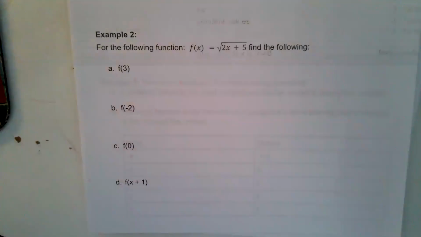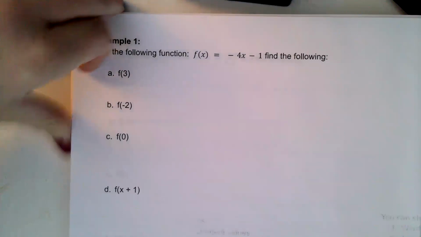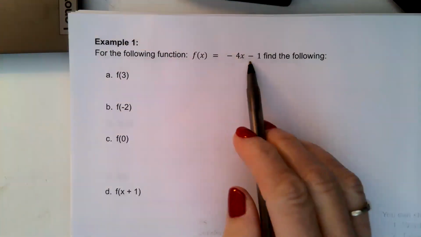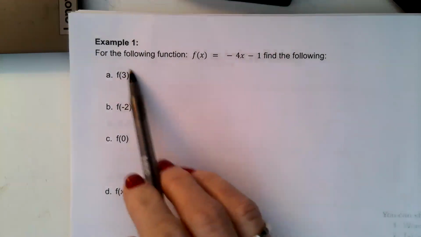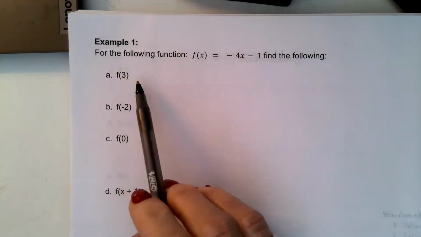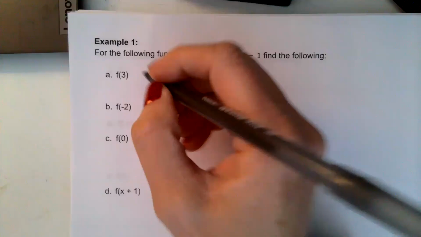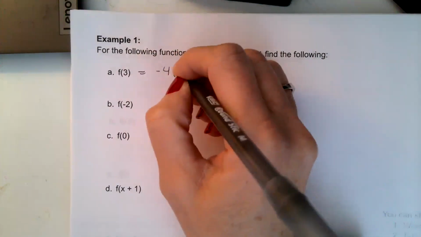So example 1 has the function f of x equals negative 4x minus 1, and we want to evaluate the function at 3. That's what this symbol says. Evaluate the function f when x is 3. So we are going to put 3 in for x.